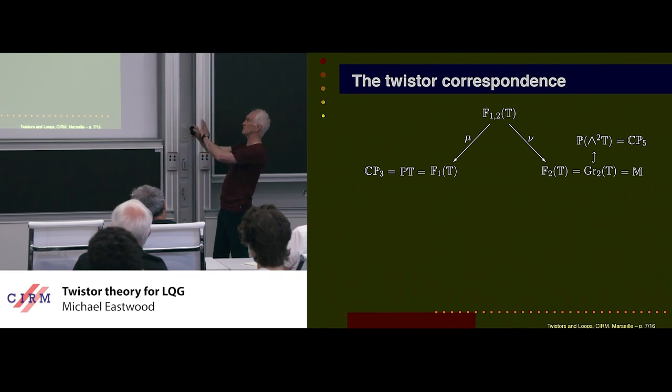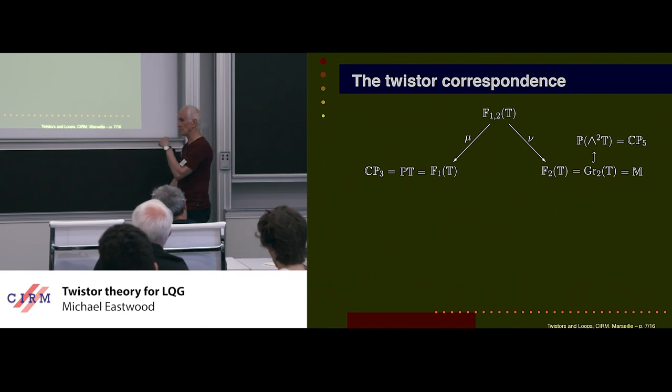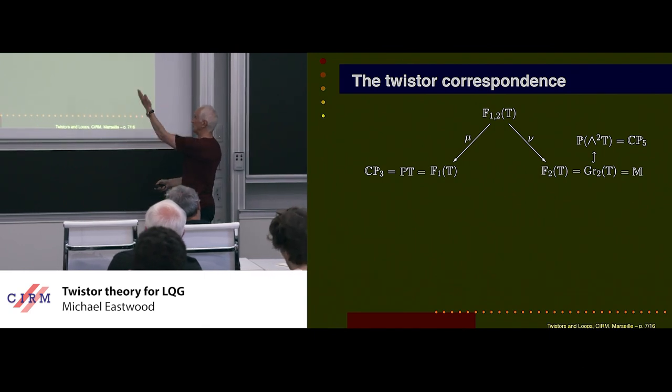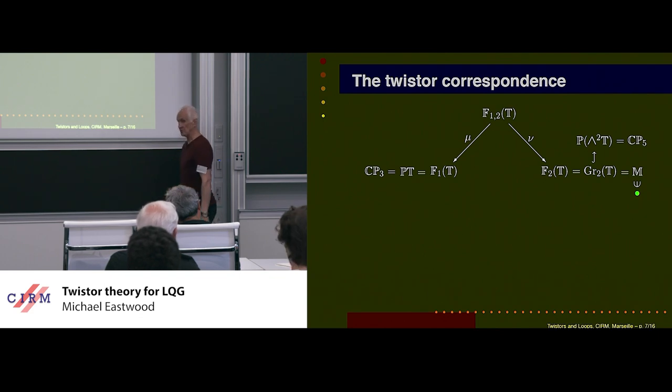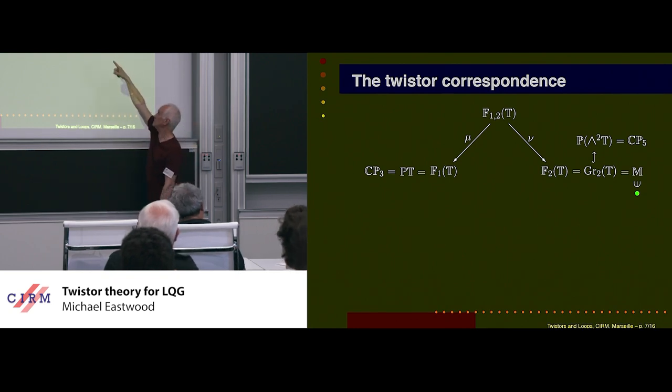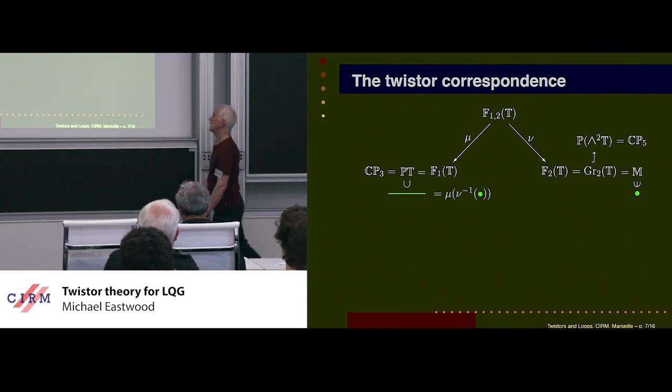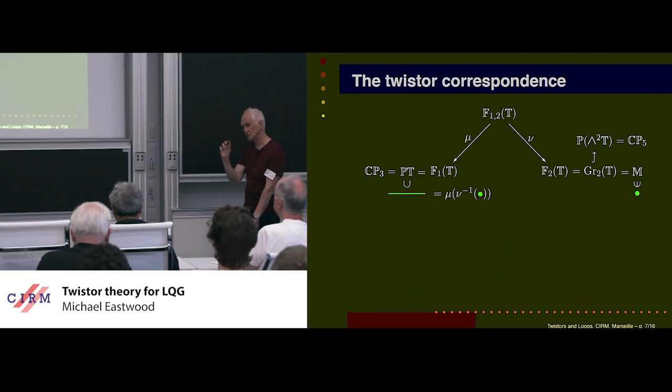So everything that we've said so far has been assembled into this diagram. But one of the things you can see from this diagram is how this correspondence happens between points in Minkowski space, there's this green point again, and lines over there. What you do is you just take the inverse image of that under nu and project down under mu, and it gives you a line over there. So that's how this correspondence works out.